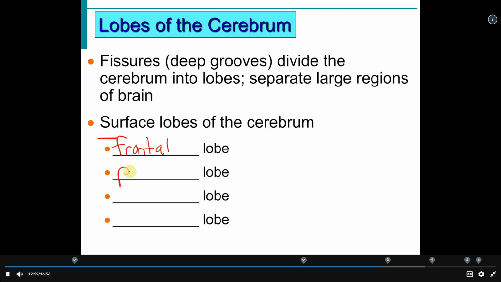There is the parietal lobe. Under the parietal bones, there's the occipital lobe. And then there is the temporal lobe.